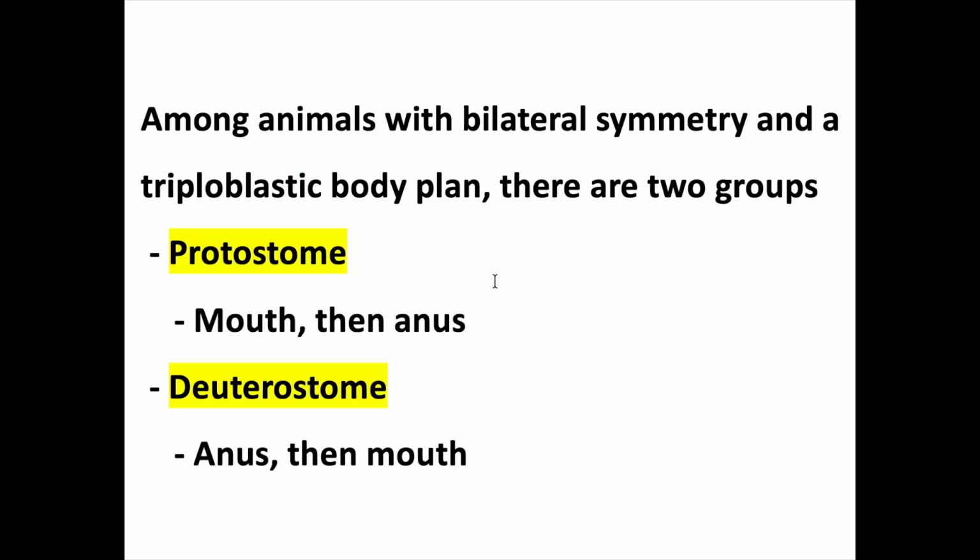So protostome, the key term says a lot. The key term says a group of animals in which the blastopore develops into the mouth with the second opening developing into the anus. So mouth, then anus. Deuterostome, a group of animals in which the blastopore develops into the anus with the second opening developing into the mouth. Deuterostomes are anus and then mouth.